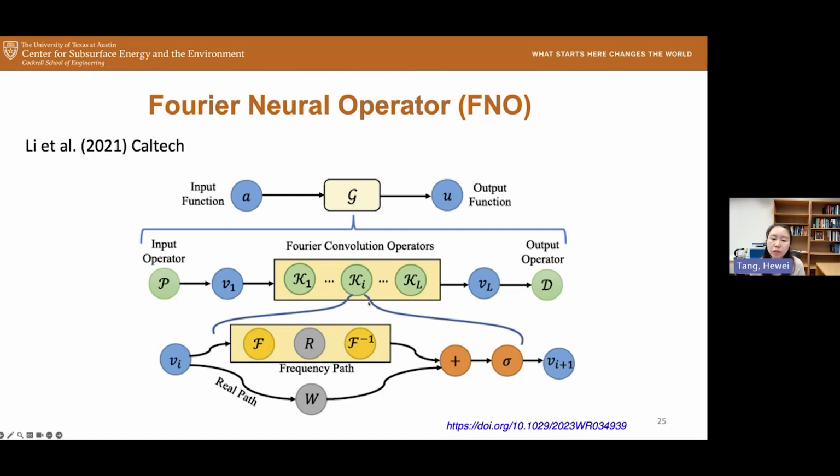These Fourier convolution operators mainly contain two paths: one is the frequency path and the other is the real path. The real path mainly does linear operations, while the frequency path does a Fourier transform of the input, then does some linear transformation in Fourier space, and then does an inverse Fourier transform to transform back to the real domain. It then concatenates the output from the real path and gives the final output after activation.